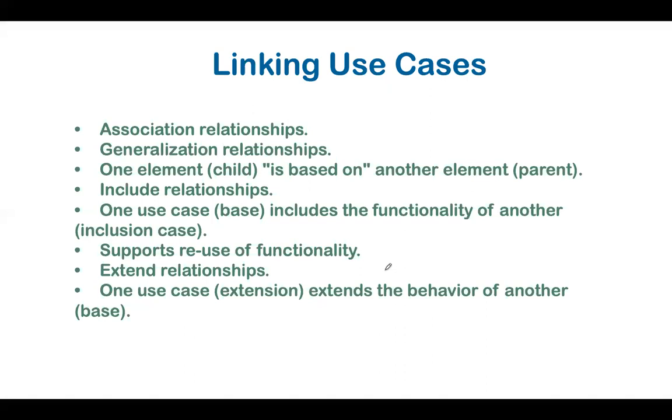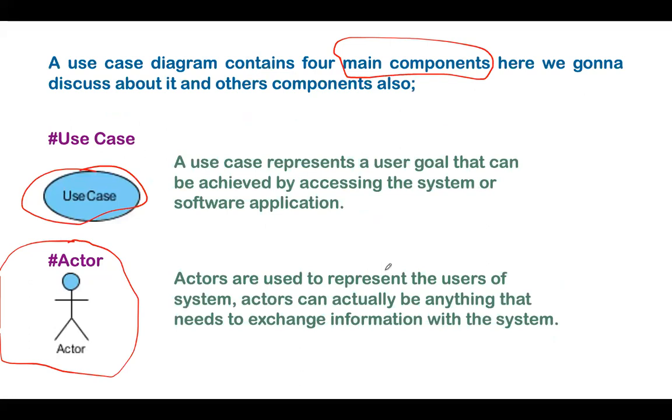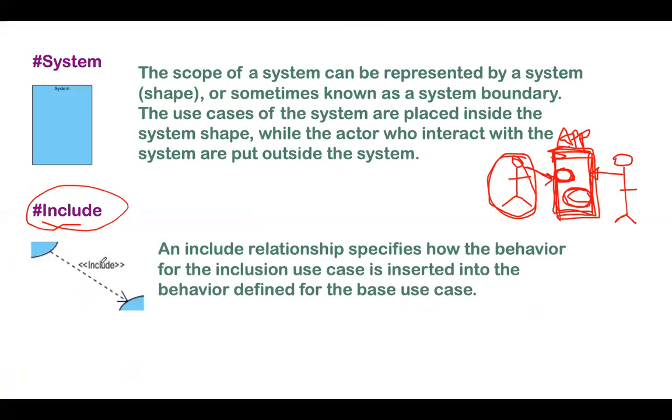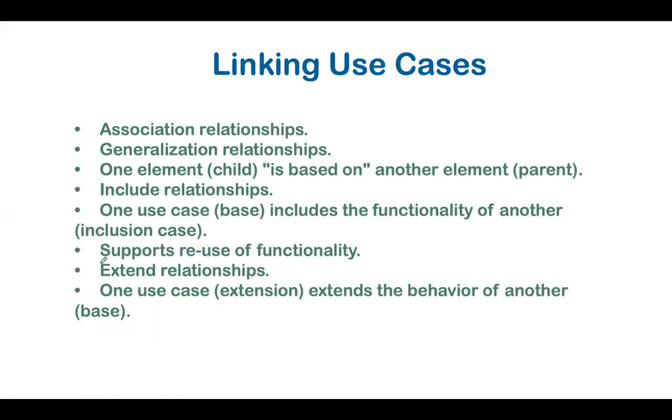We have various types of relationships, because I told you that we are looking through the components that make up use case diagrams. We have looked at the use cases themselves, the actors, the system, and now number 4 is the relationships. We have association relationships, generalization relationships, include, and extend. All these are different relationship types.